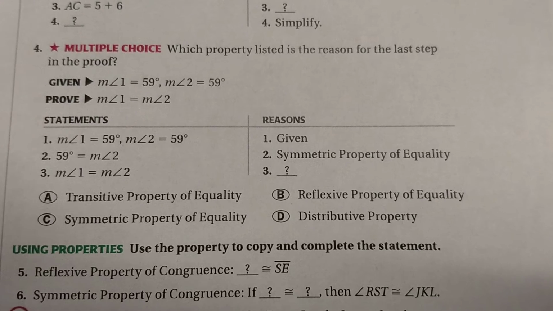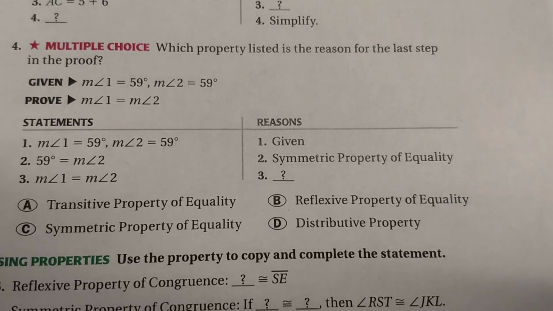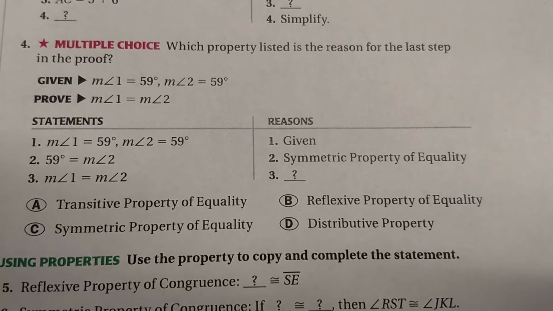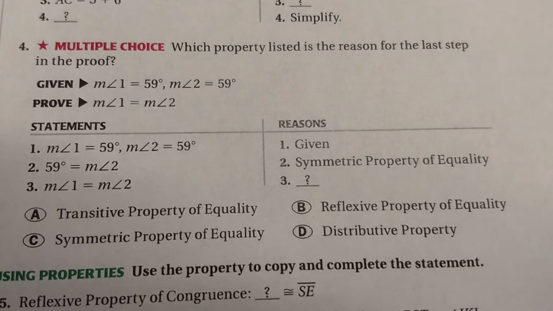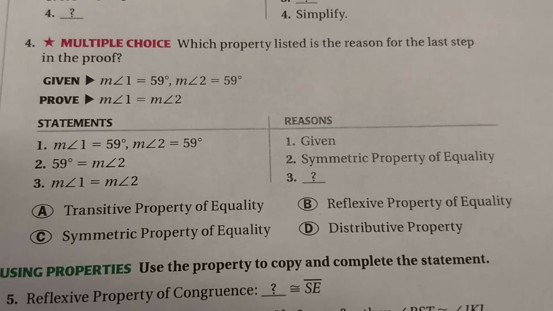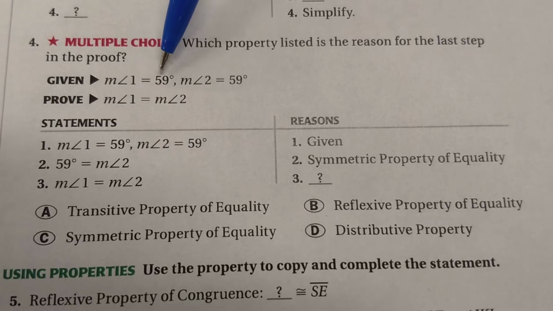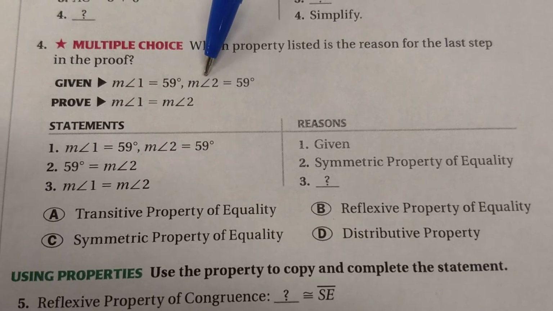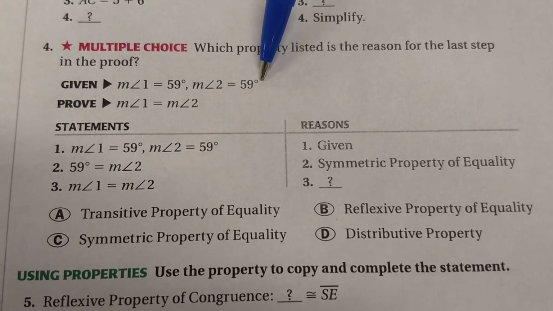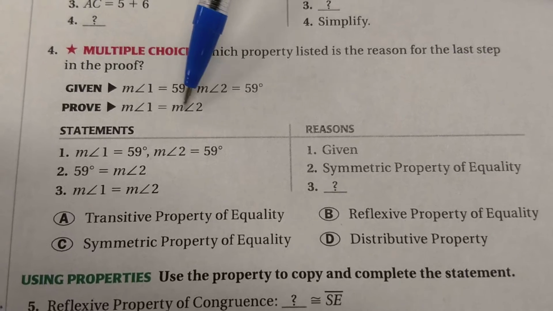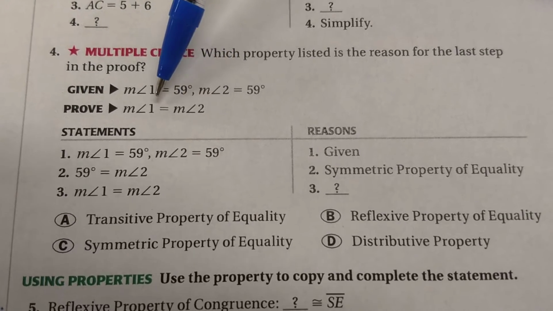We're going to look at number 4 to help us develop some of our proofs. You can see that we've got two items that are given. We know that the measure of angle 1 is 59 degrees. We also know that the measure of angle 2 is 59 degrees. We're trying to prove that angle 1 and angle 2 are congruent, or are equal.